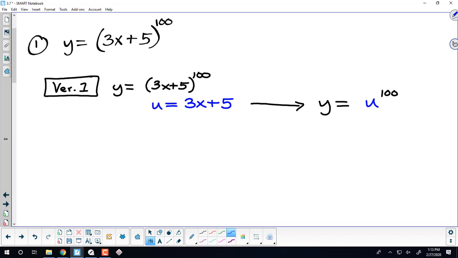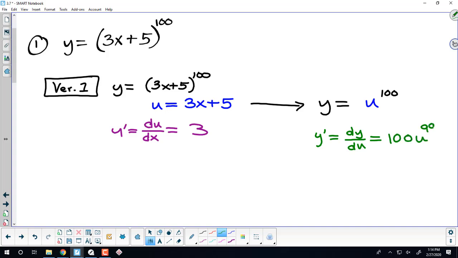Okay, and then we take the derivative of our substitution, u, and then we take the derivative of y in terms of u. So basically here we're finding u prime, du with respect to x, the derivative of u with respect to x. That derivative is just 3. And the derivative of y with respect to the variable u would be 100u to the 99th. And then we need to multiply those two things together and then resubstitute for u.